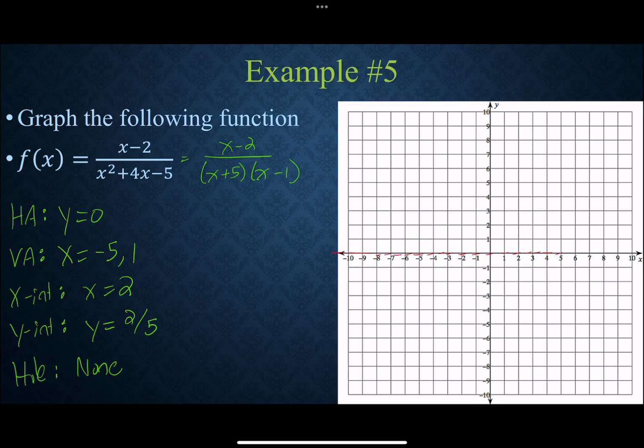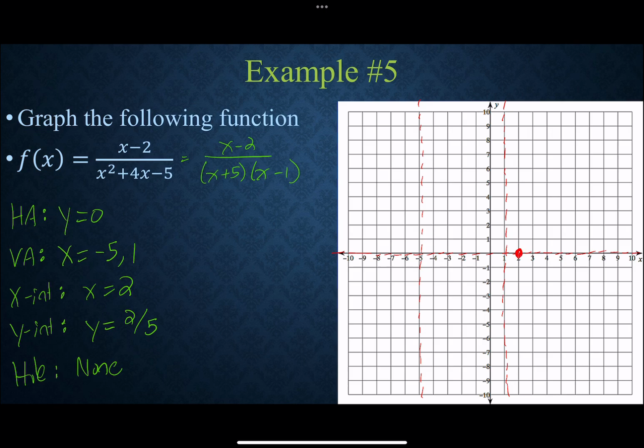Now you might not be able to see it too well when you're doing it on your own with pencil over top black versus my red mark there over top this, but just do the best you can to show the horizontal asymptote there. We then do vertical asymptotes at negative 5 and at positive 1. We plot the x-intercept at a positive 2.